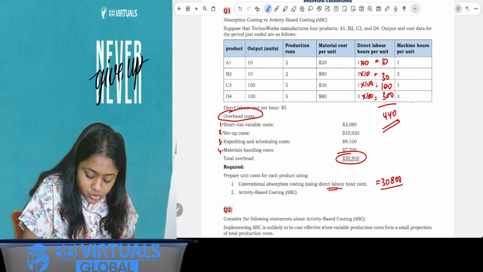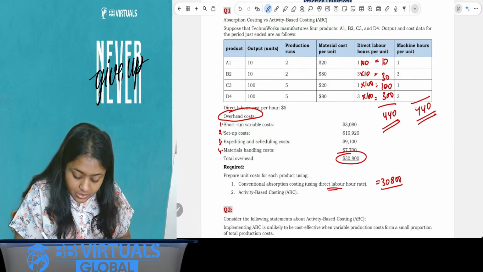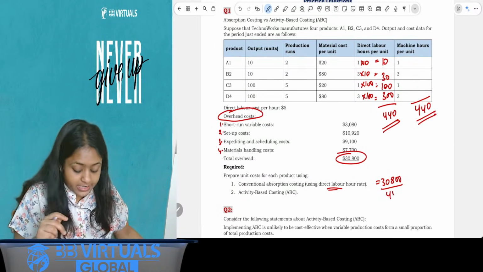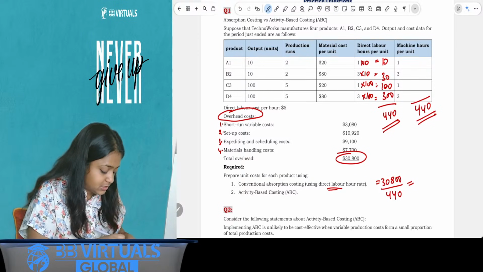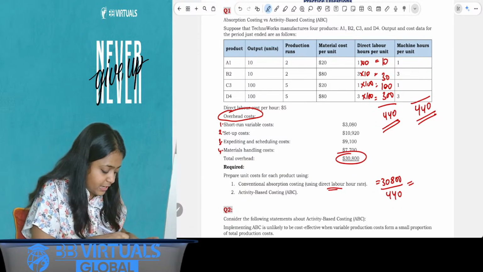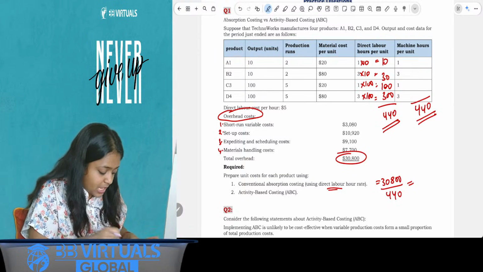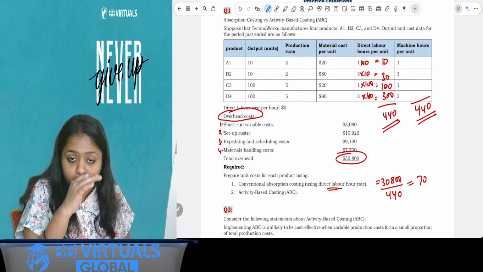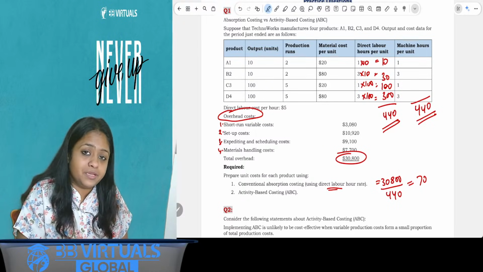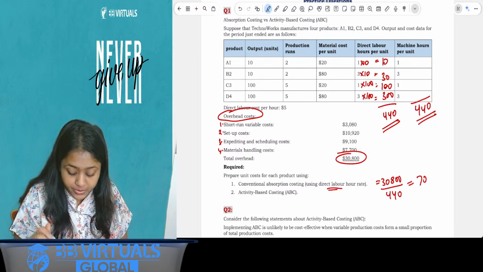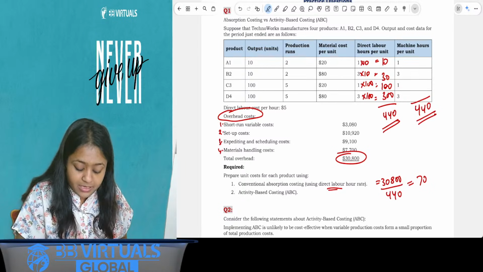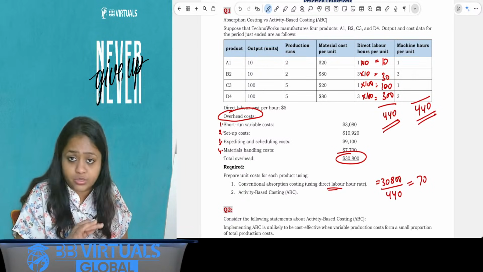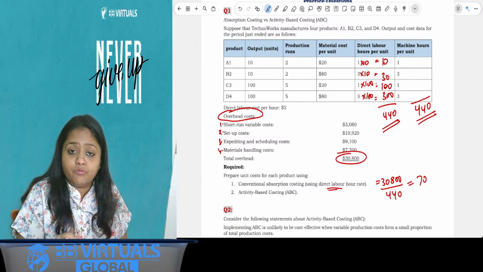Likewise, machine hours will also be 440. Done. Now you divide it by 440 and get the cost per hour. So you will get here 30,800 divided by 440 and I get here 70. Now you will allocate the overhead cost to the different products on the basis of the hours that they are using. For example, I will just do the overhead calculation here. I'm not doing the entire question, just to give you clarity.